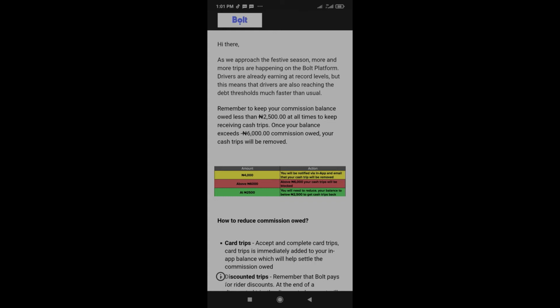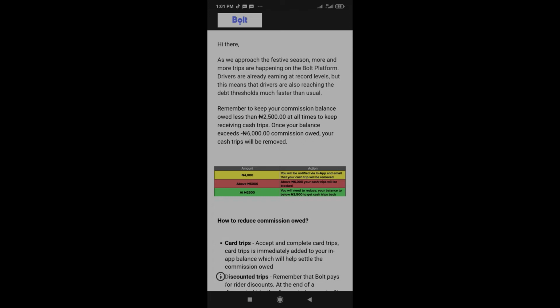The commission cap for Bolt is 6,500. What this means is that you can owe Bolt up to 6,500 in commissions. All right. But in Uber, you can owe them only up to 2,000. No, I think it's 3,000.